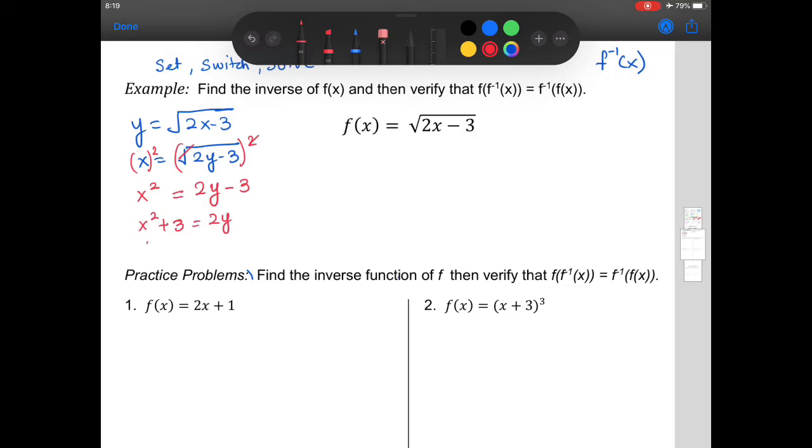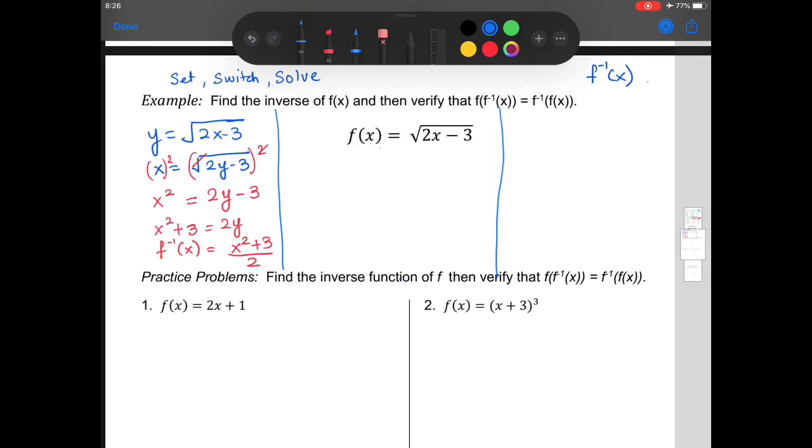Divide by 2. So I get f inverse of x equals x squared plus 3 over 2, right? So that is my inverse. This is my inverse.